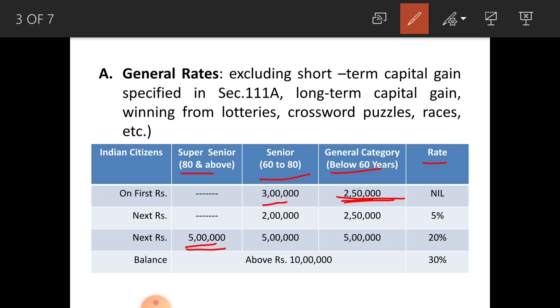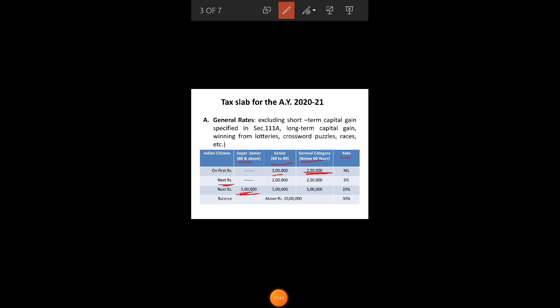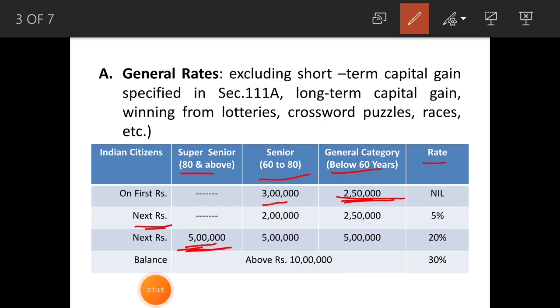You have to remember these 3 points: general category up to 2,50,000 exempted, senior citizens up to 3 lakhs exempted, and super senior citizens up to 5 lakhs exempted from tax. Next, see, on next rupees 2 lakhs, that is in case of senior citizens aged between 60 to 80 years, above 3 lakhs and below 5 lakhs, that is next 2 lakhs means up to 5 lakhs but above 3 lakhs, taxable at the rate of 5%.